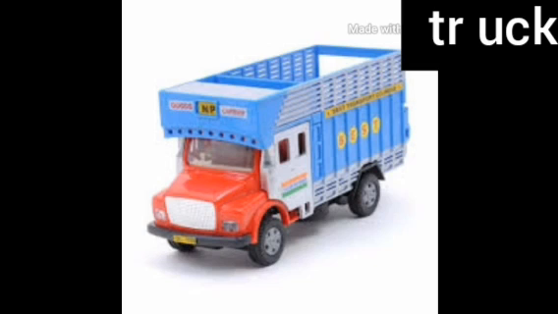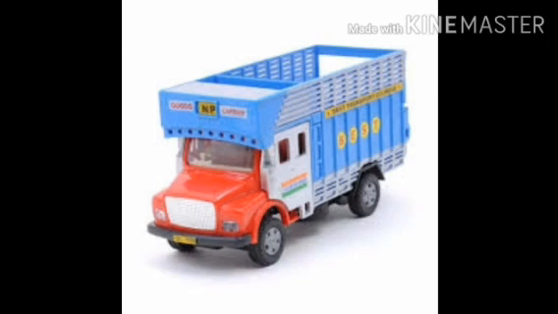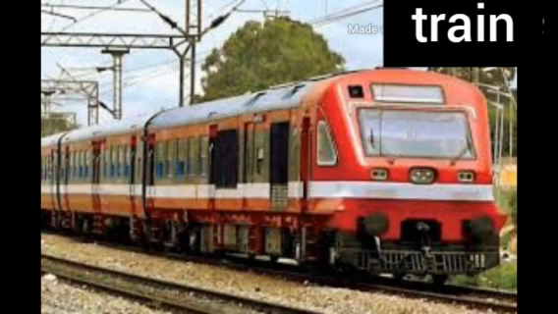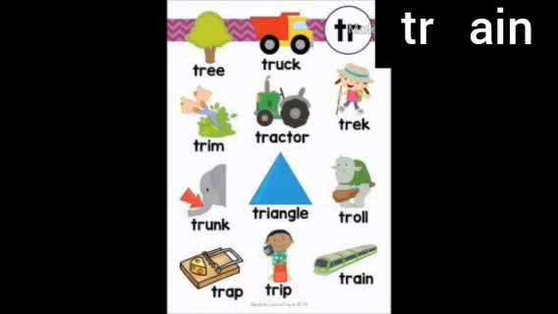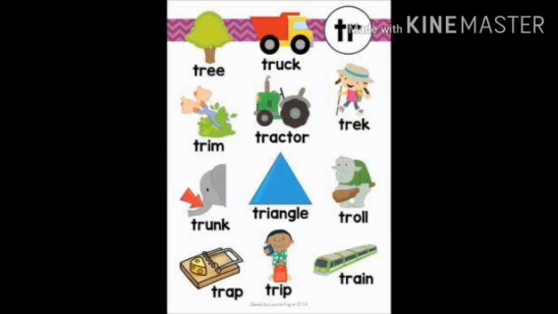Now see this picture, what is it? It starts with tra. Means by seeing the picture and the blend, you want to identify the spelling, the sound, the pronunciation of the word. TR, tra. AIN, ain, train. Can you see this? Yes, TR for tra. Now see the pictures here that start with the blend TR.